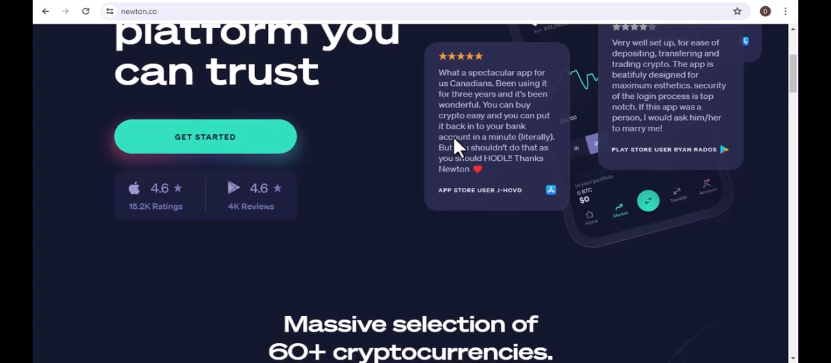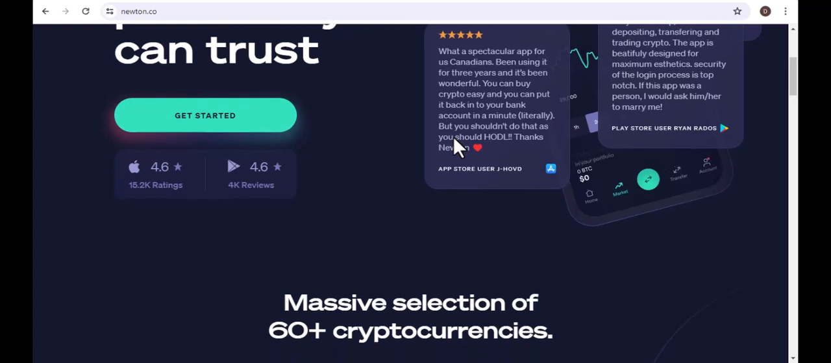Let's set the scene. You've done your research. You've identified a promising cryptocurrency, let's say Ethereum, for argument's sake. The price is looking good, and you're ready to jump in. This is where the fork in the road appears. Newton, like most exchanges, offers you two primary ways to execute your trade, a market order or a limit order.